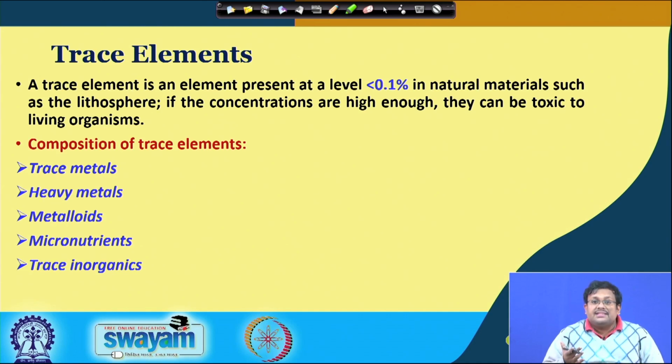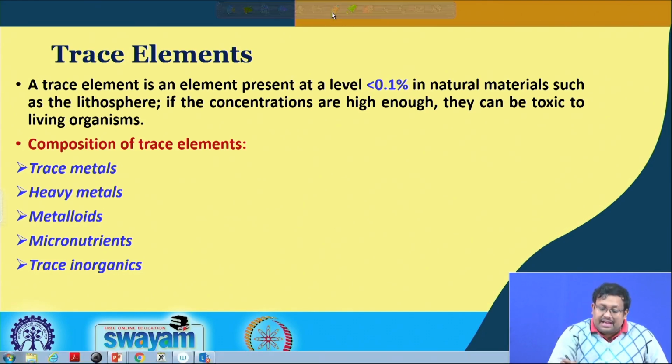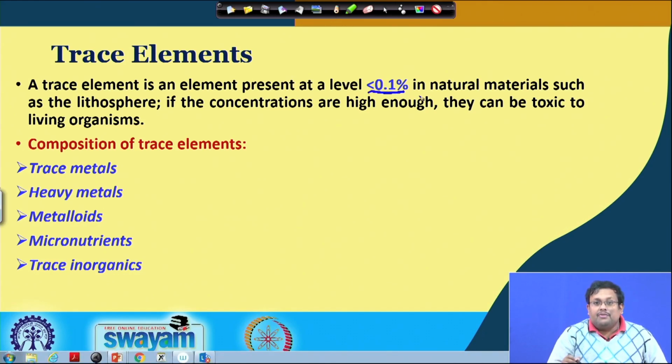So, first of all, the trace elements. A trace element is an element present at a very low level, most of the time less than 0.1% in natural materials such as the lithosphere. If the concentrations are high enough, they can be toxic to different types of living organisms. There are several toxic metals or trace elements present in our terrestrial environment, and if their concentration increases somehow, then you will see an impact on living organisms.